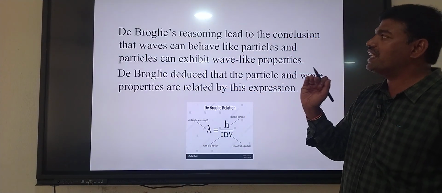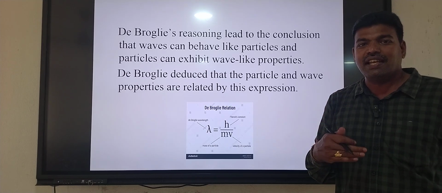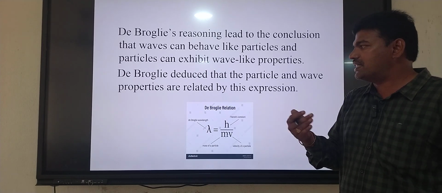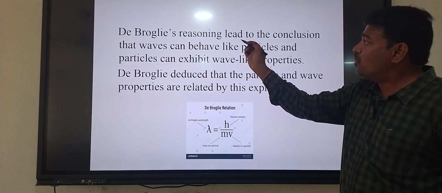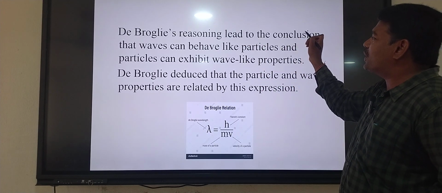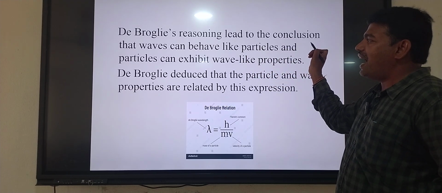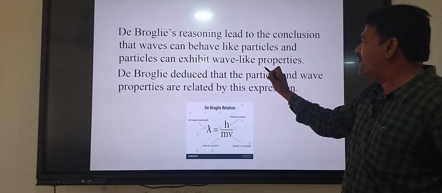De Broglie's reasoning. I shall explain how this equation was derived and what its significance is. De Broglie's reasoning led to the conclusion that waves can behave like particles and particles can exhibit wave-like properties.